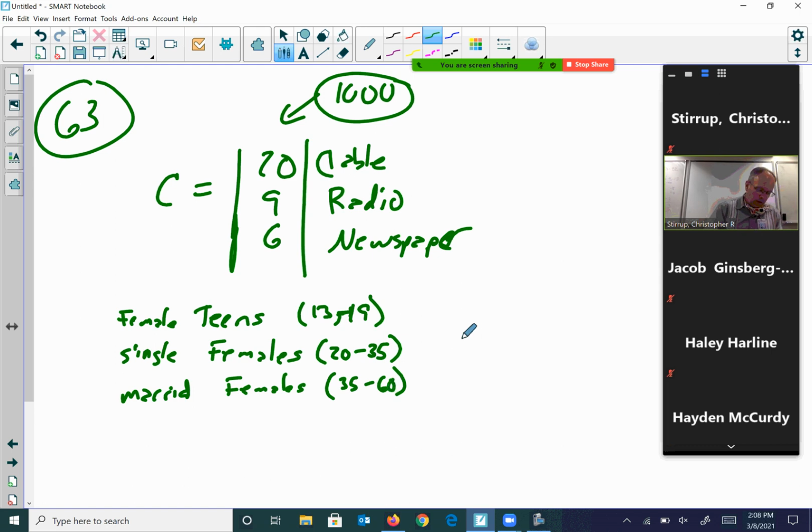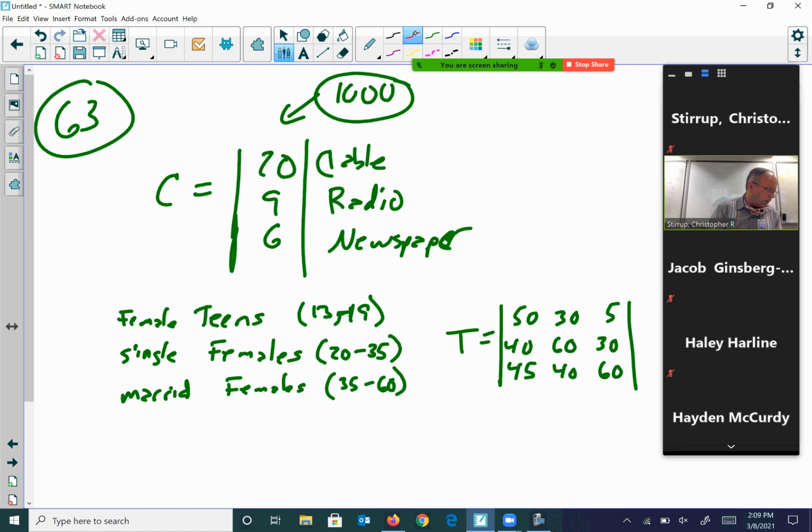So then we have another matrix C. They're gonna call it matrix C T, and we're gonna hit it like this. I got 50, 40, 45. I have 30, 60, 40. I have 5, 30, and 60. And what this goes with is, this is cable, this is radio, and this is the newspaper.